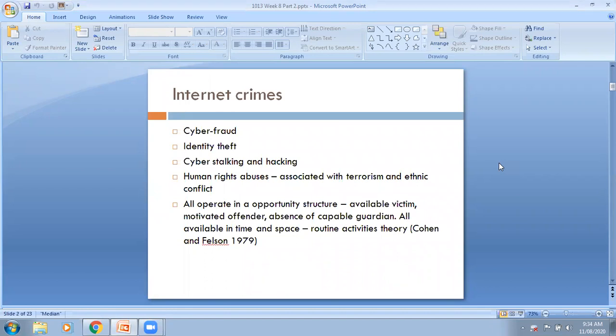So computer focused, where the crimes can only be committed due to the existence of the internet. Computer enabled, crimes that use computers and internet but can be committed with or without a computer, and online versions of old offences. So we've got cyber fraud, identity theft, cyber stalking and hacking, human rights abuses, and they all operate in an opportunity structure. So there's got to be an available victim, a motivated offender, and an absence of capable guarding. So routine activity theory is totally relevant to internet crime.